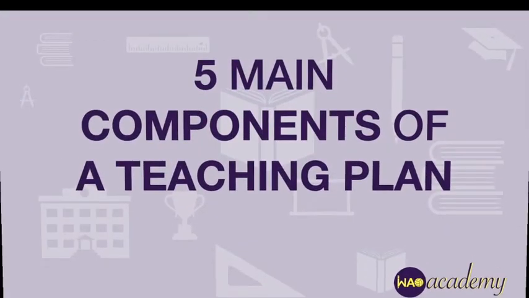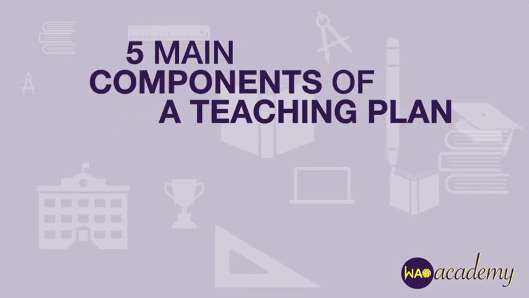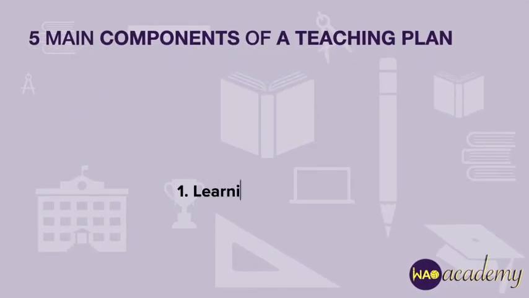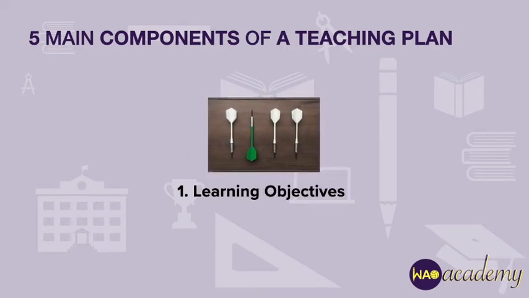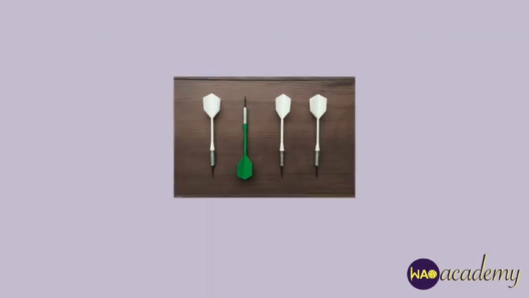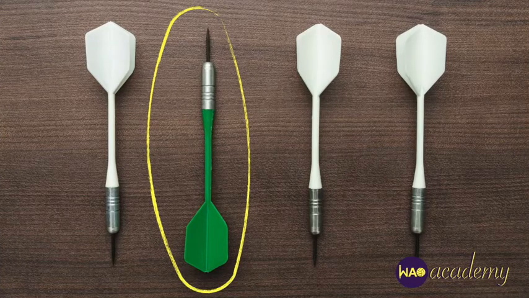Let's talk about the 5 main components of a teaching plan. Shall we? Learning objectives. ये थोड़ा ट्रिकी है बट मोस्ट इम्पॉर्टेंट पार्ट ऑफ द टीचिंग प्लान है. क्लास शुरू करने से पहले आपको क्लियर होना चाहिए कि आज का ऑब्जेक्टिव क्या है. What am I expecting to achieve after spending these 30 to 40 minutes with the students?